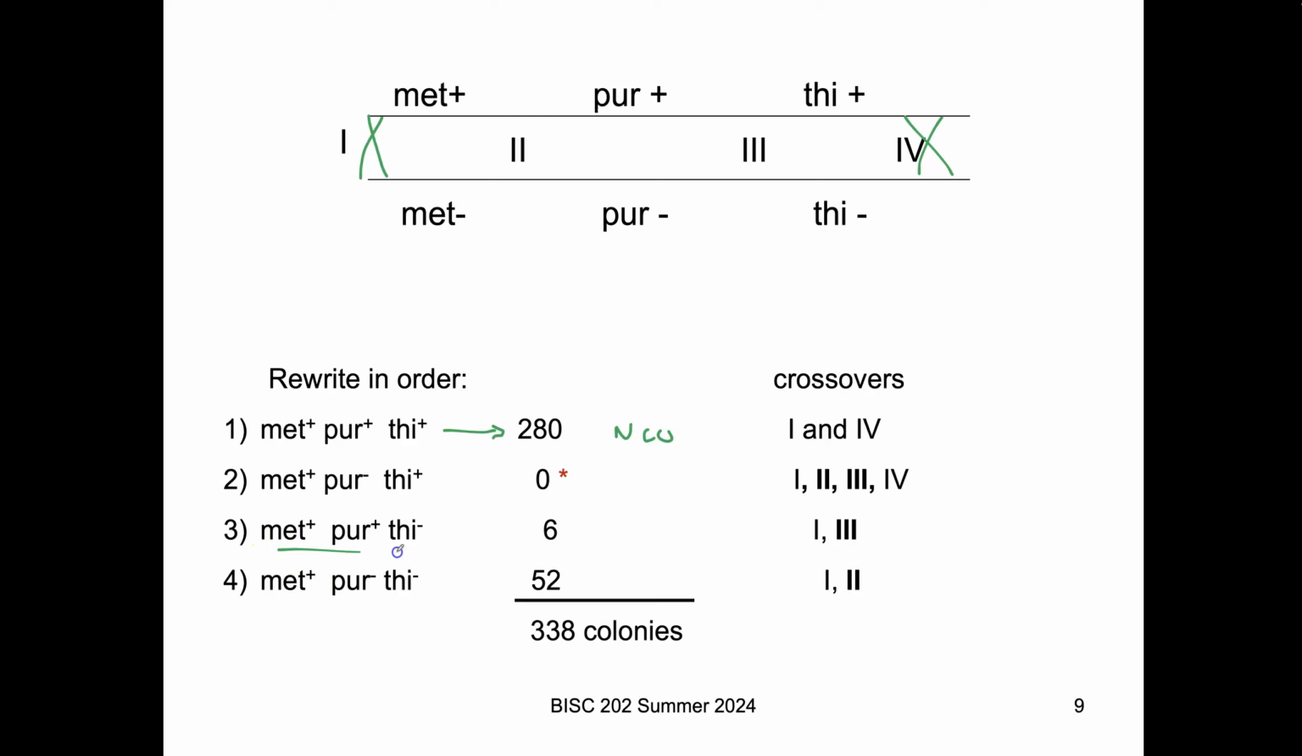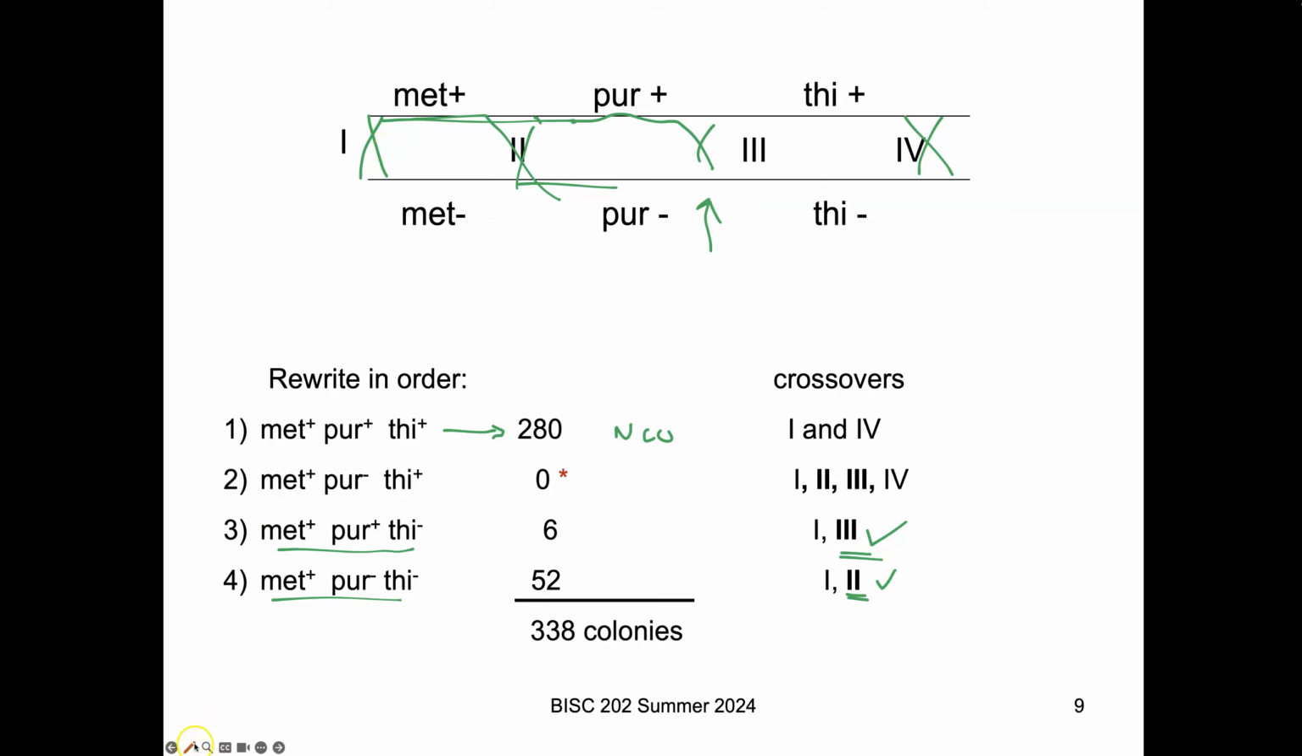And then for this genotype, methionine, and then purine, and then thymine. That means there's a crossover in region 3. That's of interest. It's in bold because that's the one that's really relevant. And then for this one, methionine, but mutant for purine and thymine, that crossover would be here and in region 1. But the bolded one is the one that's of interest.